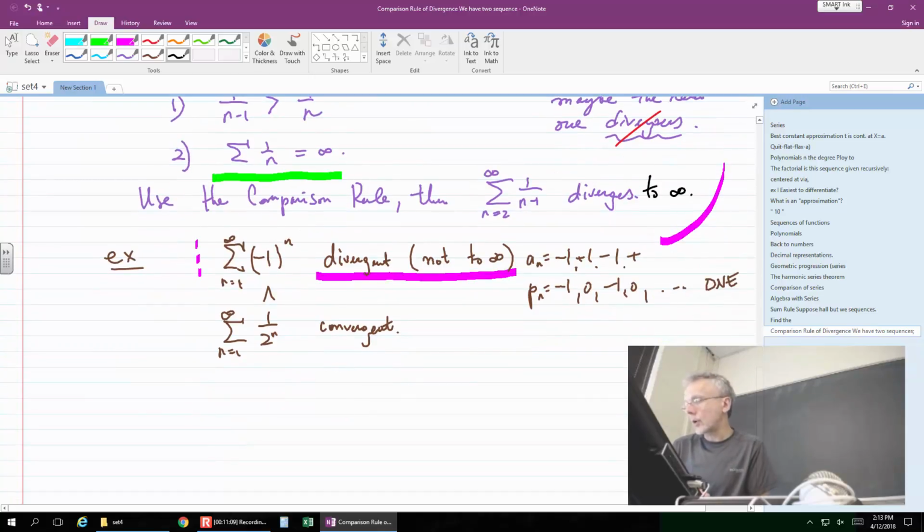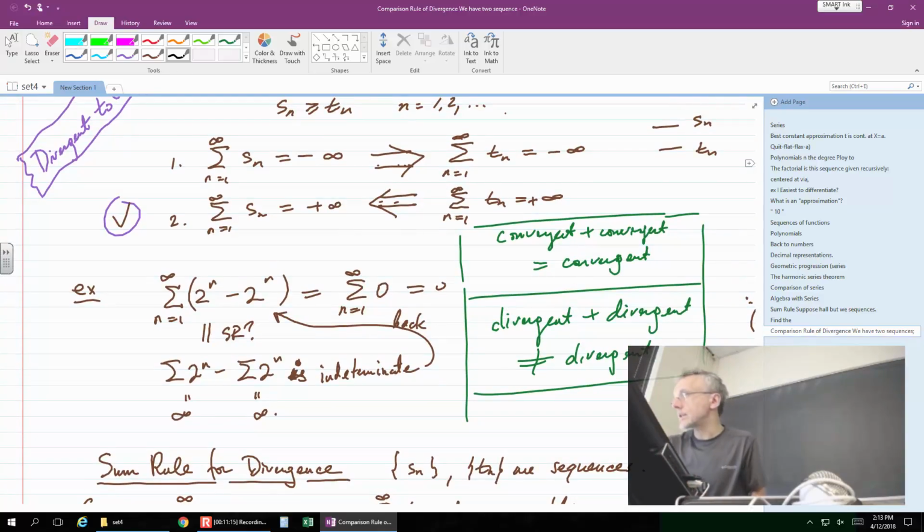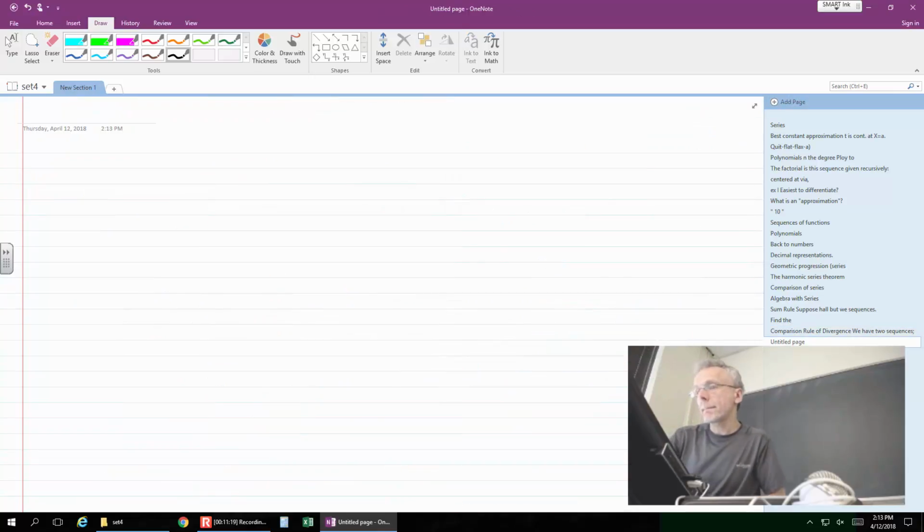There is one most important test for divergence, and it is the simplest one too. It's called the test for divergence.